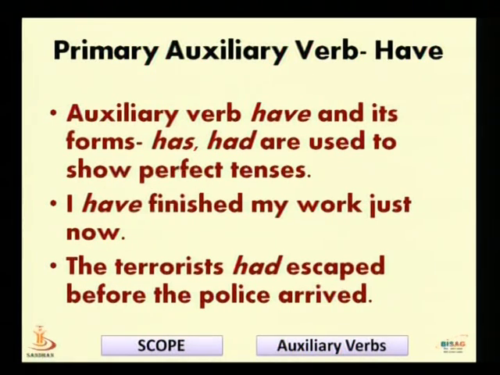So friends, the auxiliary form of verb, I mean have, is used to show the tense, that is perfect tenses. It may be present perfect tense or it may be past perfect tense. So in the first sentence, have is used to show the present perfect tense, as against the next sentence it is used to show the past perfect tense.